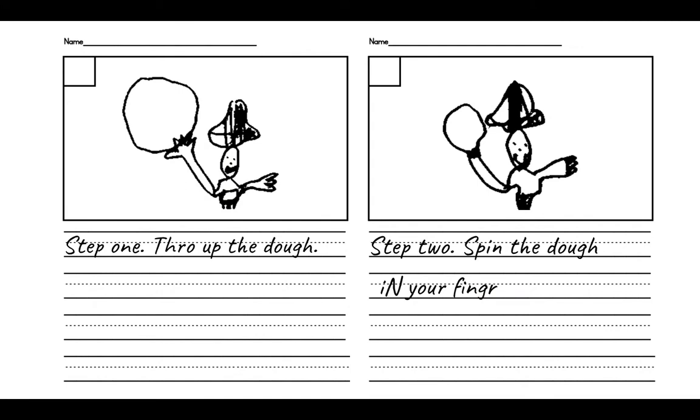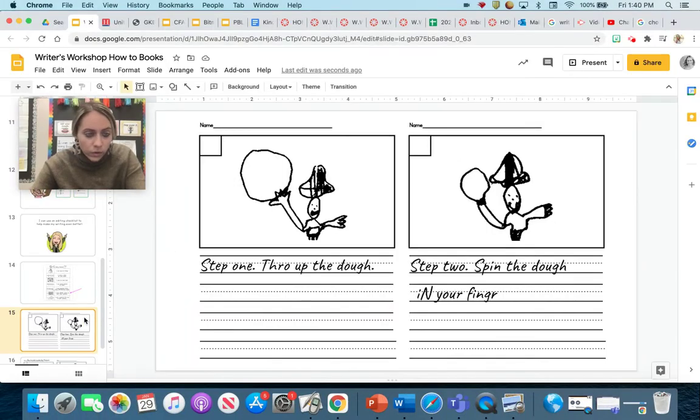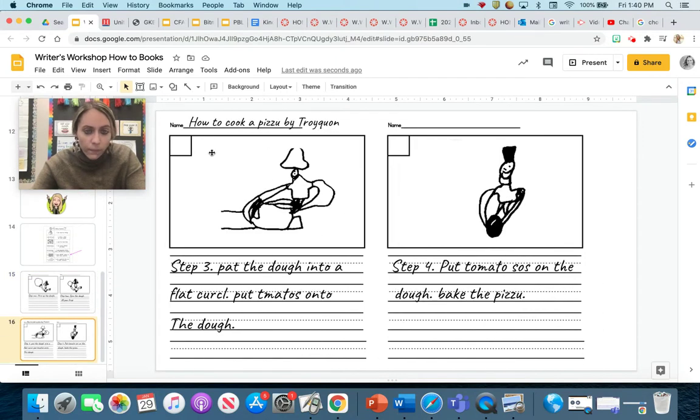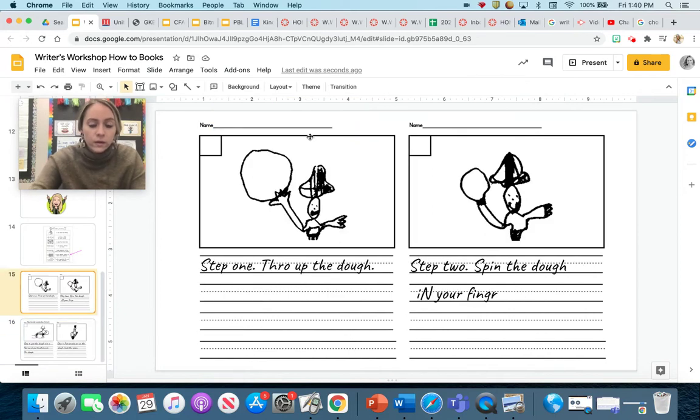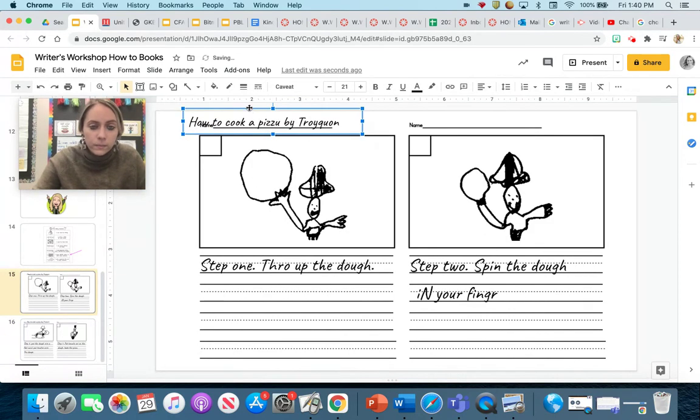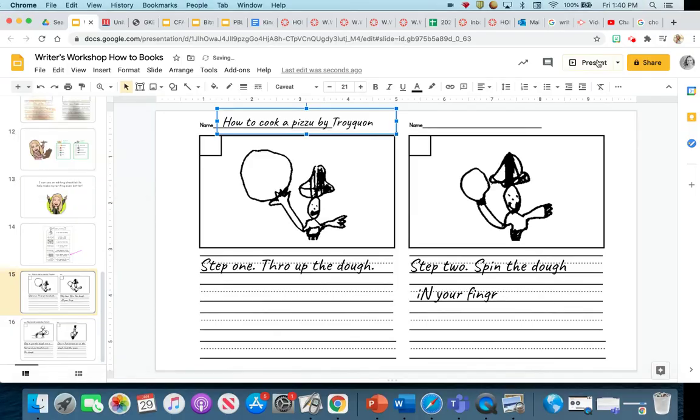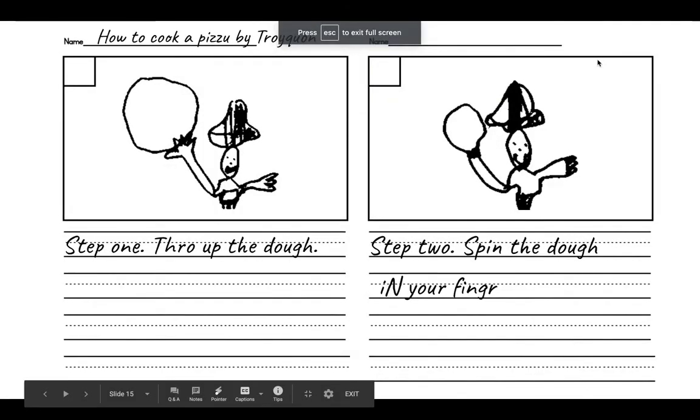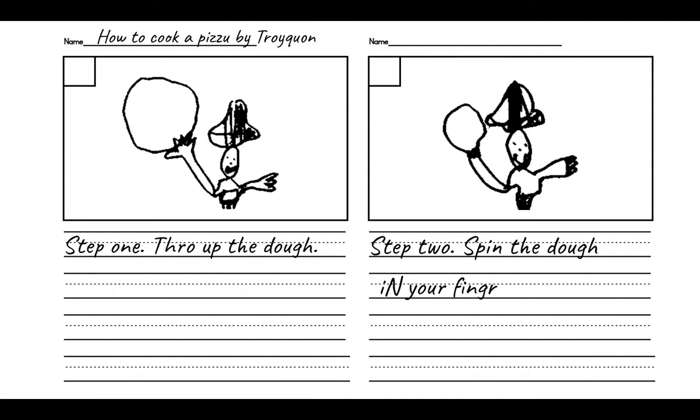So he wrote a story all about, oh, maybe it didn't show up. Oh, we need to put this on this page. All right. Troy Kwan, he wrote a story all about How to Cook a Pizza by Troy Kwan. So we're going to read through it, and then we're going to make sure that he has a capital letter at the start of every sentence.